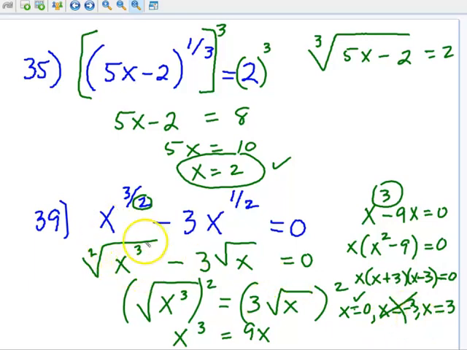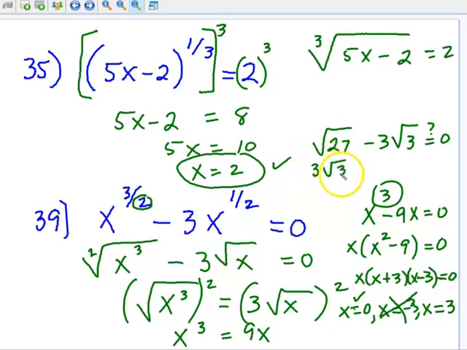And then 3, if x is 3, this would be the square root of 27, minus 3 times the square root of 3. Does that equal 0? Well, the square root of 27 in simplified form is 3 root 3. So subtracting anything from itself makes 0. And so we got 3 possible answers, but only 2 are valid. Okay.